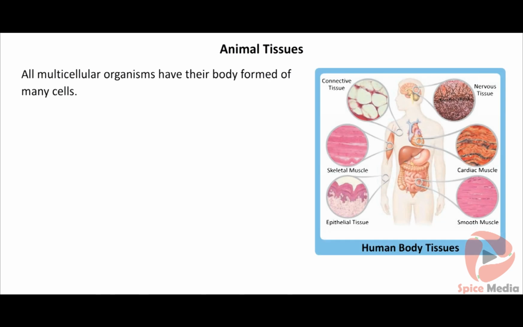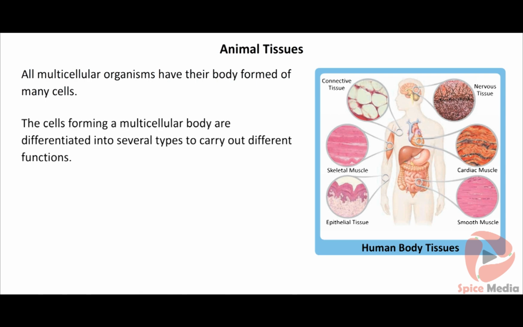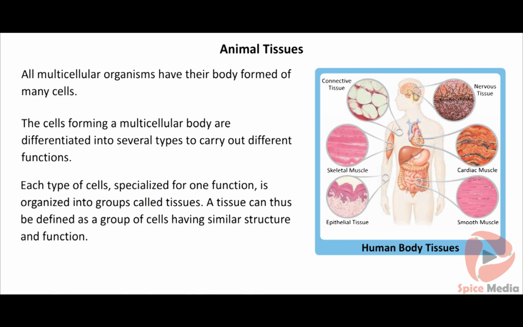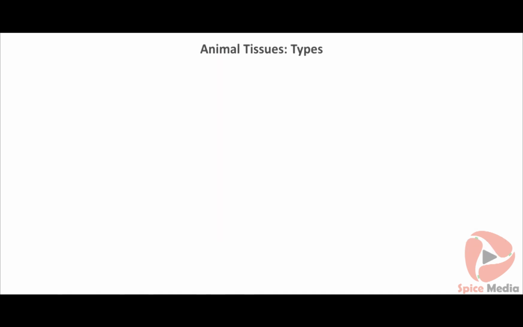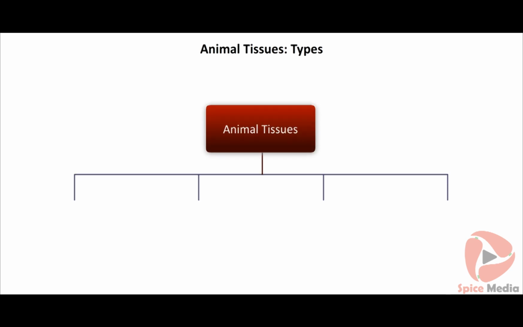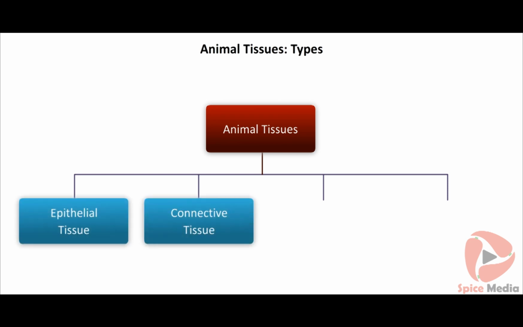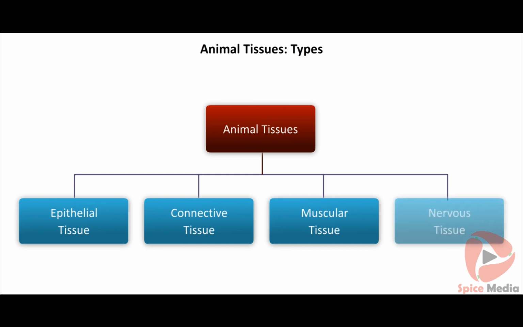All multicellular organisms have their body formed of many cells. The cells forming a multicellular body are differentiated into several types to carry out different functions. Such specialized cells are organized into groups called tissues. A tissue can thus be defined as a group of cells having similar structure and function. Based on the structure and function, animal tissues are classified into four basic types, namely epithelial tissue, connective tissue, muscular tissue, and nervous tissue.